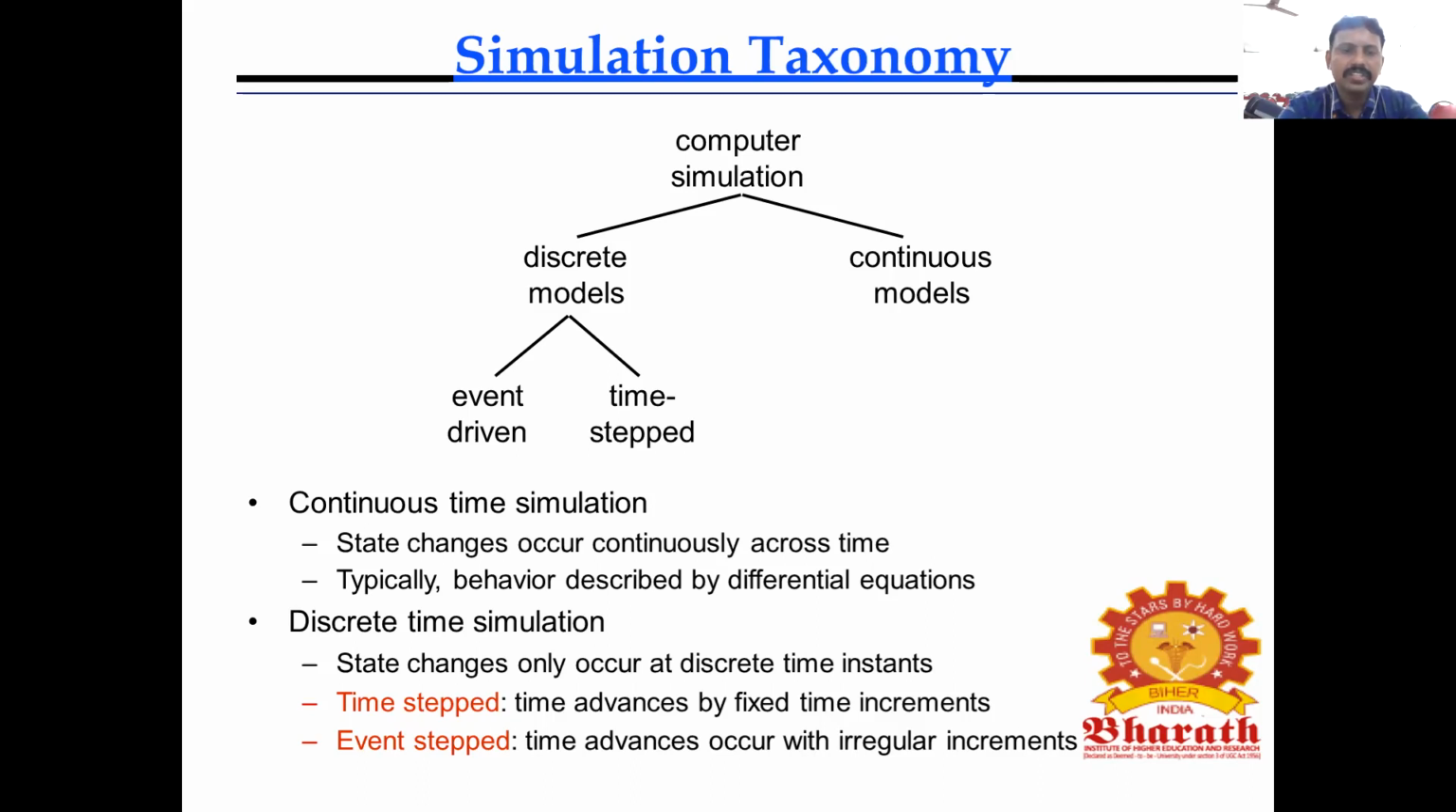In continuous time simulation, the state changes occur continuously across time, and the behavior is typically described by differential equations. In discrete time simulation, the state changes only occur at discrete time instances, so the time and schedule should be mentioned, so that a particular event is done at that time. In a time step model, time is advanced by a fixed time increment, and based on the schedule, the processor takes care of the event. And in the event step model, time advances with a regular incremental model.